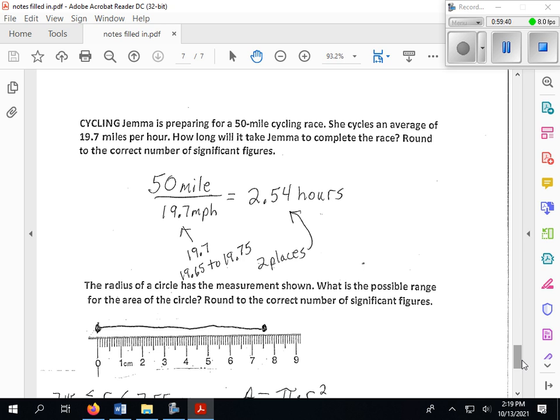So we said the significant figures in the answer can't be more than the one that has the fewest. So which one of these two has the fewest? 19.7. So how many places do we want? We want 3 places. So I divided 50 by 19.7, and I got 2.54 something, but I rounded it off to 2.54. How many significant figures does 2.54 have? 3 significant figures.